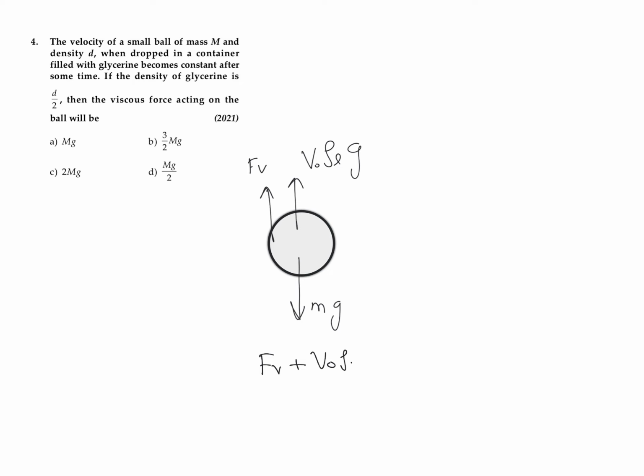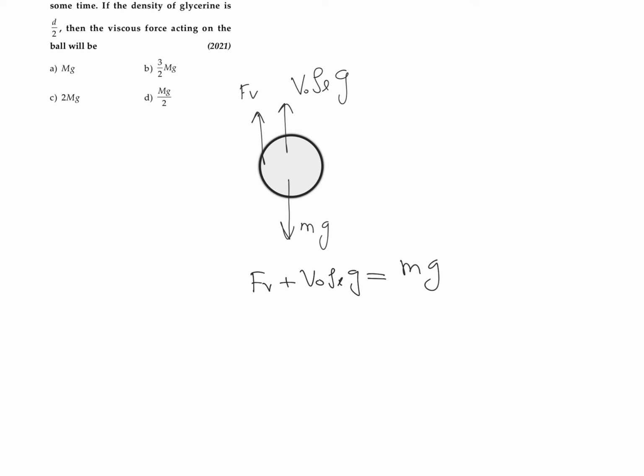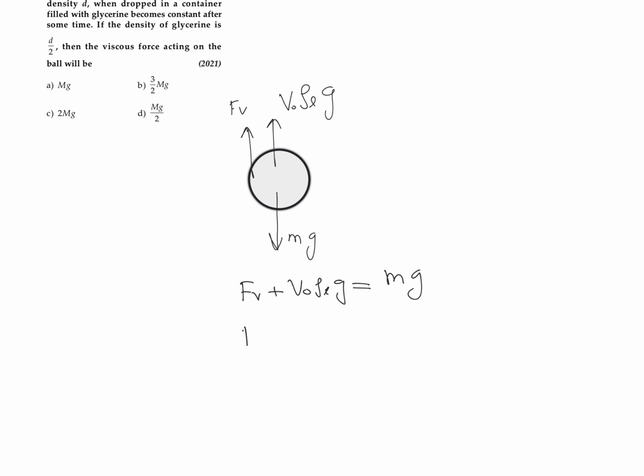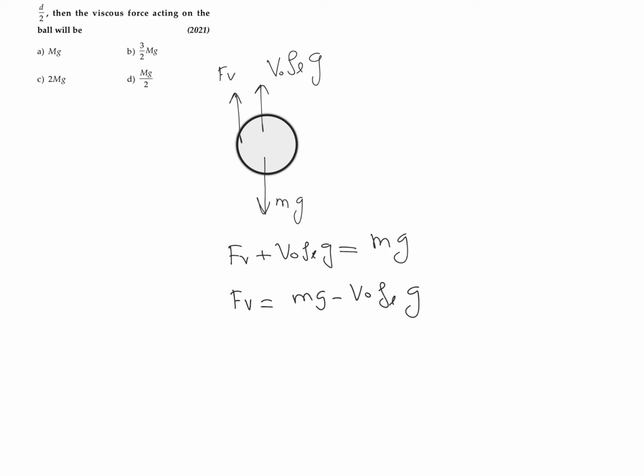That means the net force acting in the upward direction, that is Fv plus V naught into density of liquid into g, should be equal to the weight of the object, mg. So in the question they are asking to find the viscous force acting on the object. Fv is equal to mg minus volume of object into density of liquid into g. So we can write this as m into g minus volume of object into density of liquid.